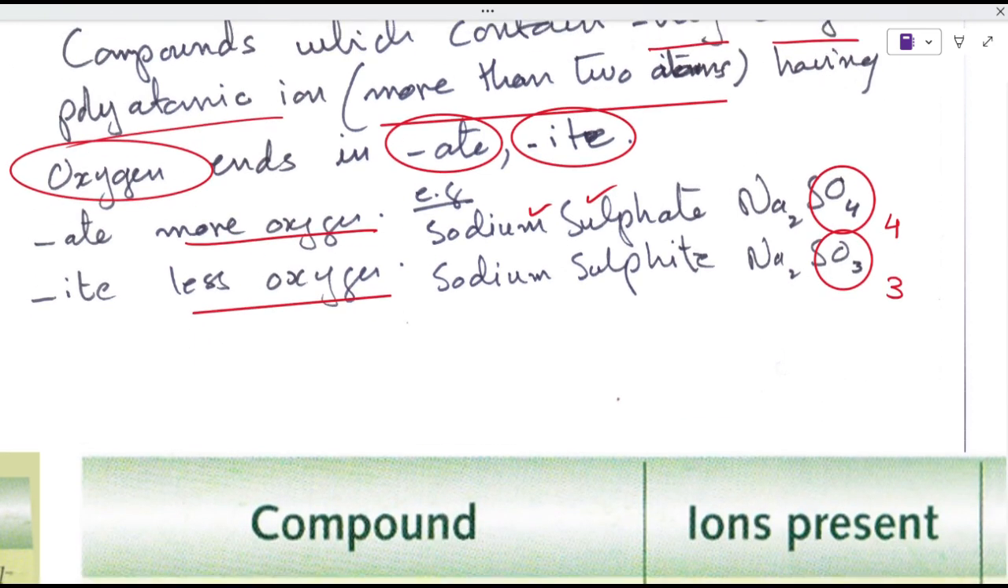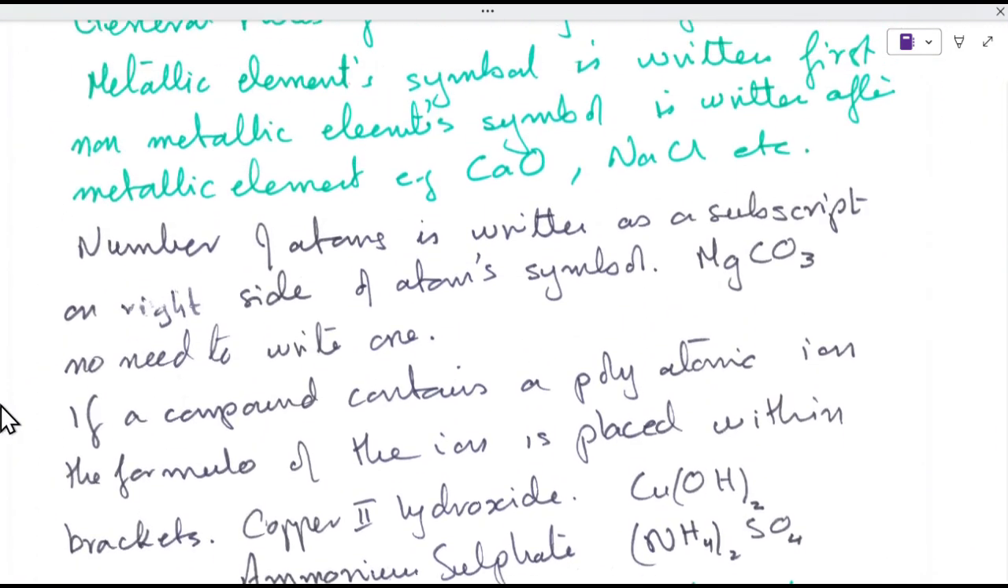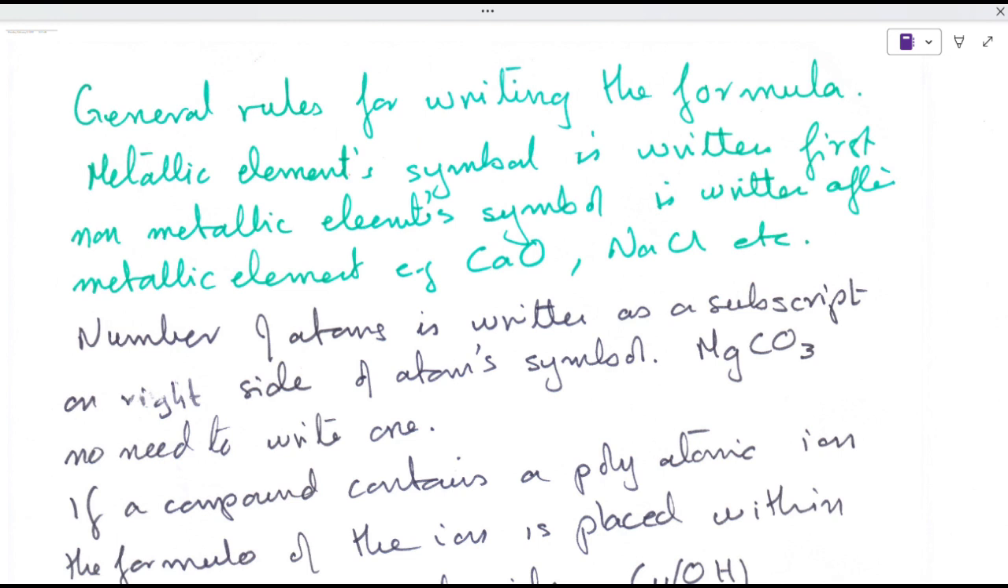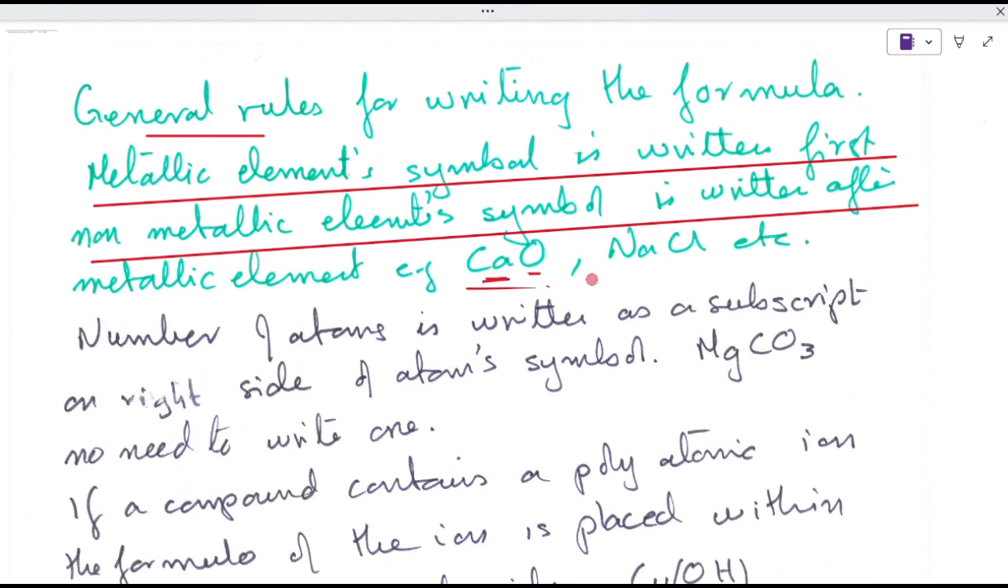Now we come to the general rules for writing the formula. Remember, all these are for ionic compounds, not for covalent compounds. As you know, ionic compounds are made up of metal ions and non-metal ions. So the metallic element symbol is written first, on the left-hand side, and the non-metallic element symbol is written after the metallic element, on the right-hand side. For example, calcium oxide, calcium is the metal and oxygen is the non-metal. Sodium chloride, sodium is a metal and chlorine is a non-metal.